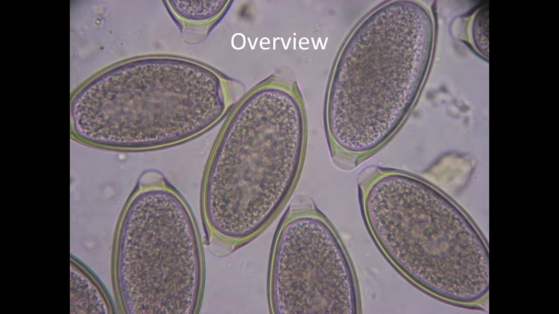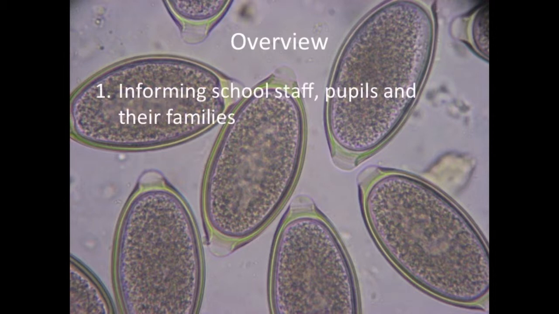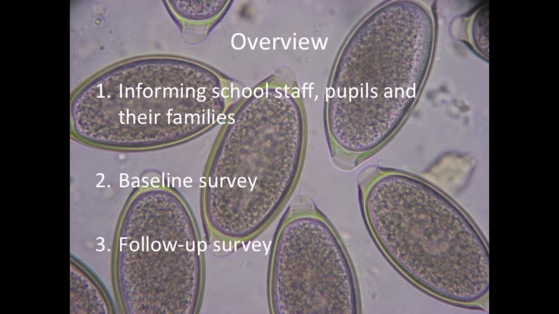Working at the school comprises 3 consecutive steps. First, the school staff, the pupils and their families are informed about when and how the study will be conducted. This is followed by a baseline survey in which the status of helminthiasis is evaluated. An anthelminthic drug is administered afterwards. Finally, if the study aims to evaluate the efficacy of the drug, a follow-up survey is needed in which the status of helminthiasis is re-evaluated. We will demonstrate each of these 3 consecutive steps more in detail.